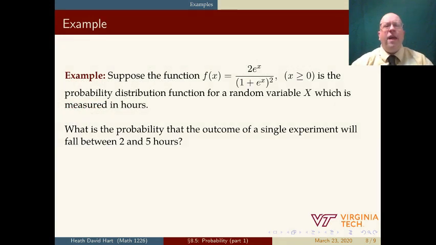So let's say this is a probability density function for a random variable that's measured in hours. How would we find the probability that the outcome will fall somewhere between 2 and 5 hours? We would need to integrate from 2 to 5.